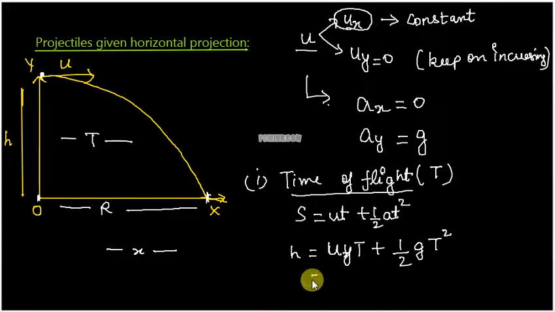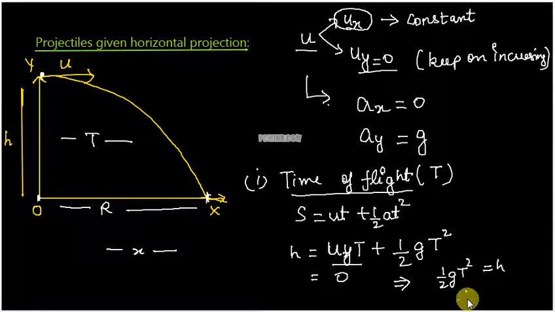Now this was 0 because uy, I've marked it 0 here, and plus half gt square. So that gives me a straight equation. Half gt square is equal to h. So what is going to be t? Therefore t is going to be root of 2h by g, right? Just rearrangement of the terms.